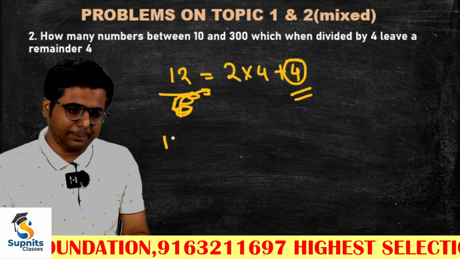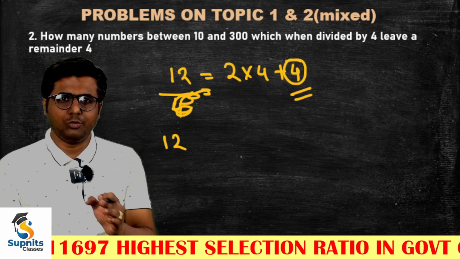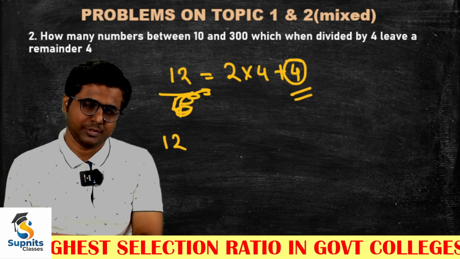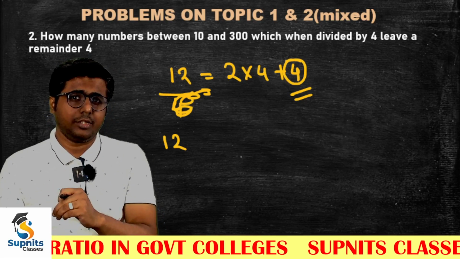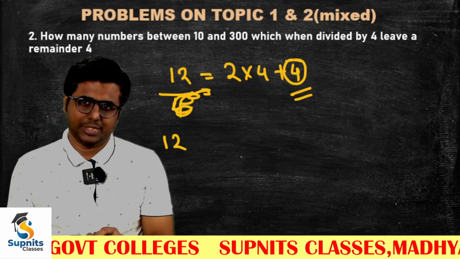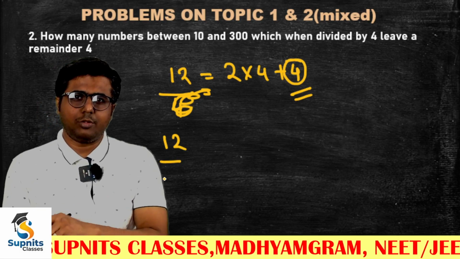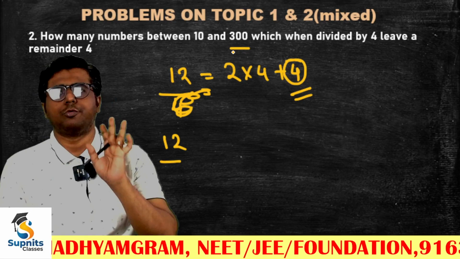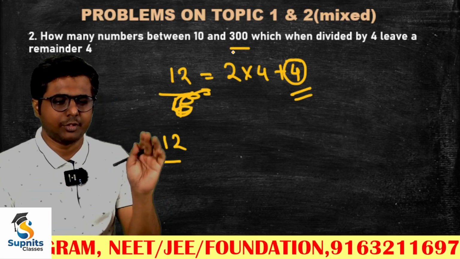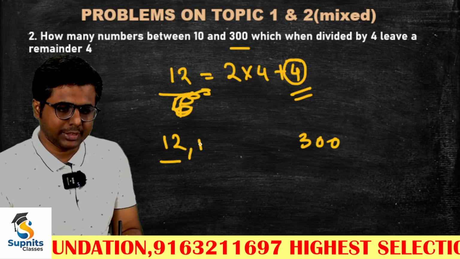So, our first number is 12. 12 is such a number which is divisible by 4 and will leave a remainder of 4. So, basically we are looking for those numbers which are divisible by 4, nothing else. So, my starting number is 12. What will be my last number? Let us see. 300 is divisible by 4, I know that very well. 300 is divisible by 4, I will go for 300. My next number will be 16.